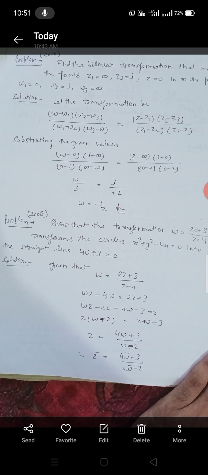Now the next problem: show that the transformation w is equal to (2z plus 3) upon (z minus 4) transforms the circle x square plus y square minus 4x is equal to 0 into the straight line 4u plus 3 is equal to 0. It is given that w is equal to (2z plus 3) upon (z minus 4). This gives wz minus 4w is equal to 2z plus 3. So wz minus 2z minus 4w minus 3 is equal to 0. Again, this can be written as z is equal to (4w plus 3) upon (w minus 2), or z bar is equal to (4w bar plus 3) upon (w bar minus 2).